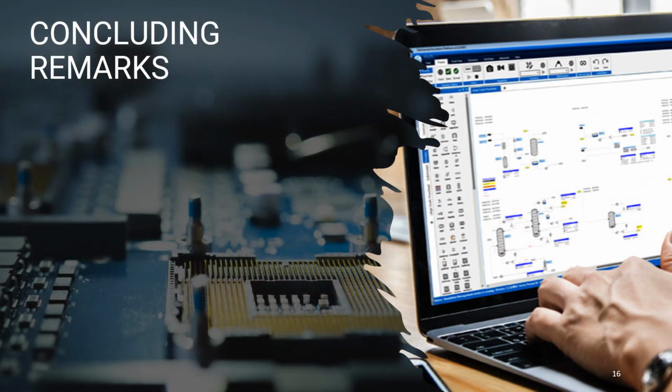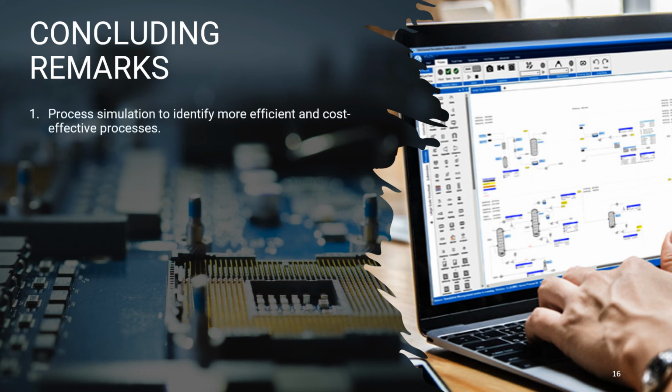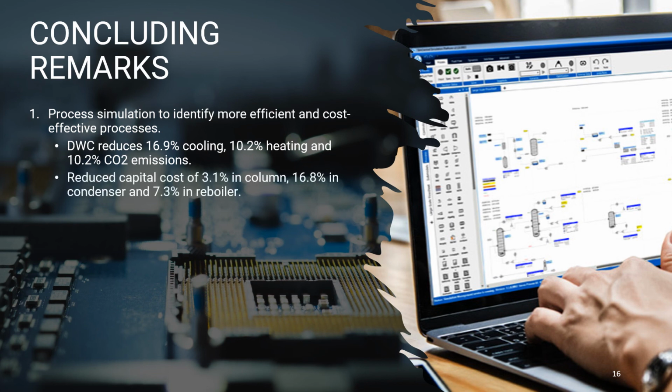As a concluding remark, we would like to highlight the following findings. First, we found that process simulation can be meritoriously used to identify more efficient and cost-effective chemical processes. In our case, we were able to show that DWC requires 16.9% and 10.2% less cooling and heating compared to typical DC and reduced 10.2% CO2 emissions. In addition, we showed capital cost reduction of 3.1% in column, 16.8% in condenser and 7.3% in reboiler.